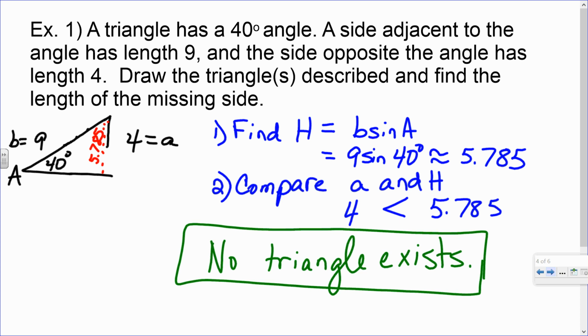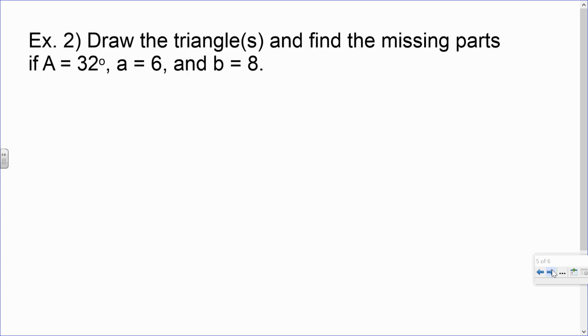Okay, got that one done. Nothing else that we have to do. Okay, let's try this one. Draw the triangle or triangles, depending on whether it has one answer or if it might end up being the ambiguous case, and find the missing parts.